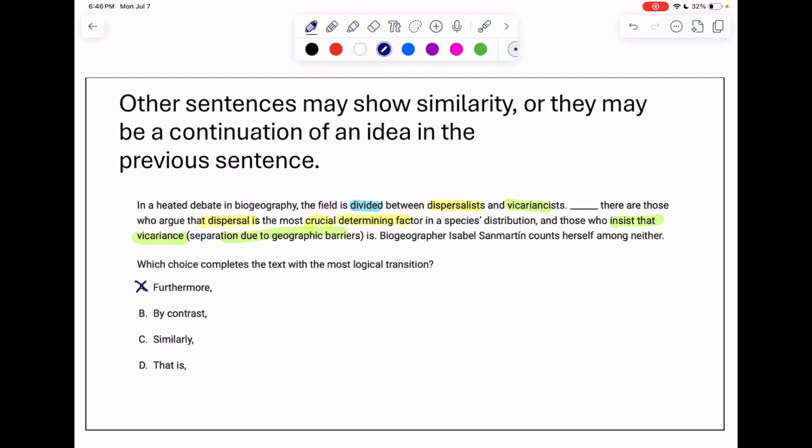By contrast gives a contrast. We're not saying something different here. We're just further explaining this thing that we just said. So we're going to say no to that one. Similarly means I'm going to get something similar, but not the same. Really here, we're talking about the exact same thing, just in more words, further explanation. That's where the transition that is comes in, meaning I'm going to say the exact same thing I said before, but in different words. And that's what we get here, just a further, more in-depth explanation.